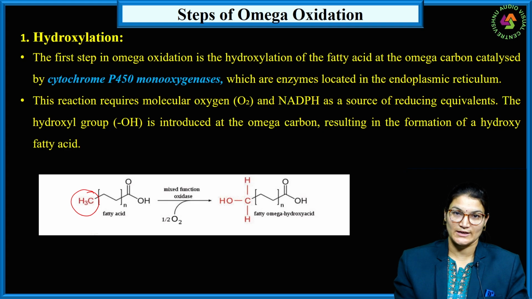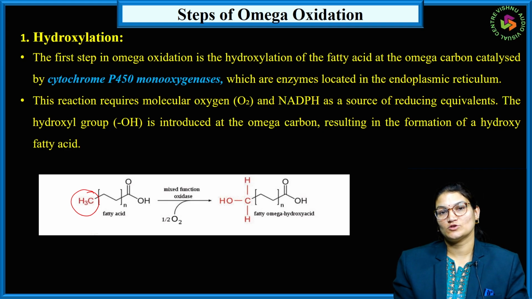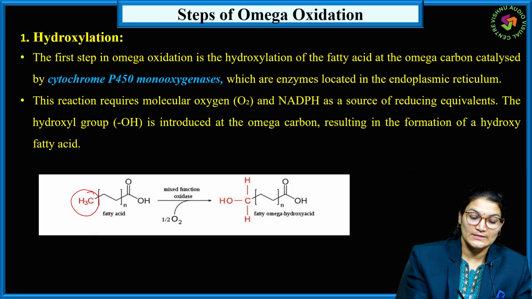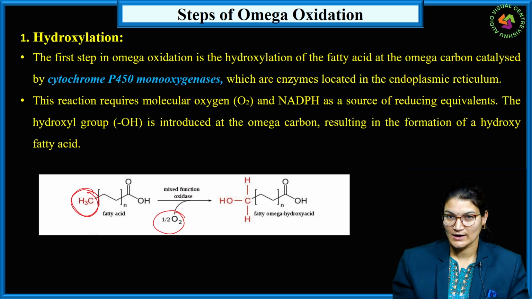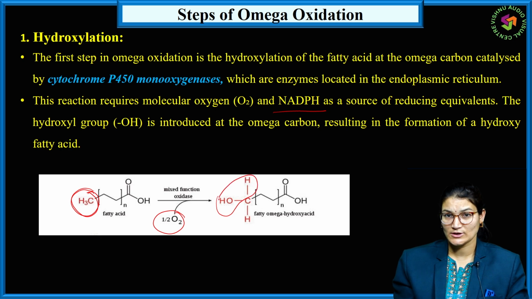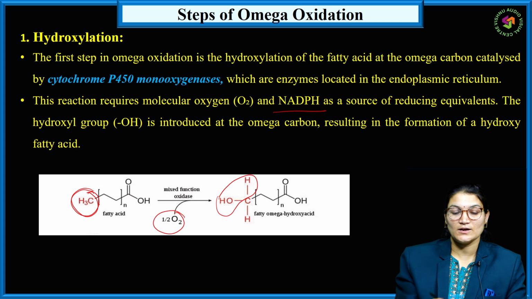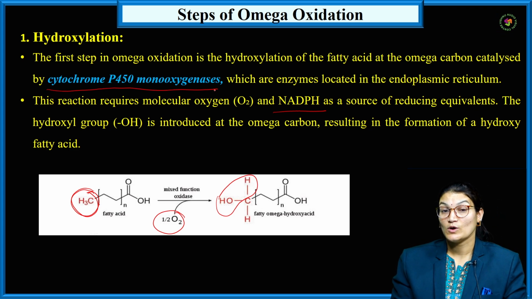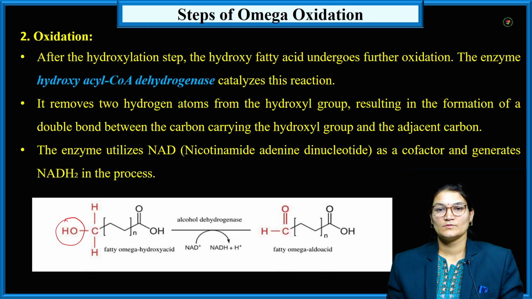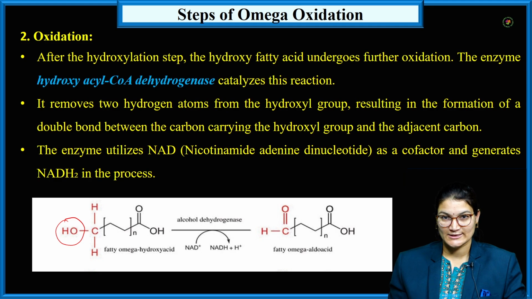The first step is hydroxylation. In the first step of omega oxidation, the end methyl group is hydroxylated in the presence of molecular oxygen as well as NADPH. The methyl group is converted into a hydroxyl group by the addition of oxygen at the end. This occurs in the presence of the cytochrome P450 monooxygenase enzyme, which is present in the endoplasmic reticulum of the cell. Coming to the second step, it is oxidation.